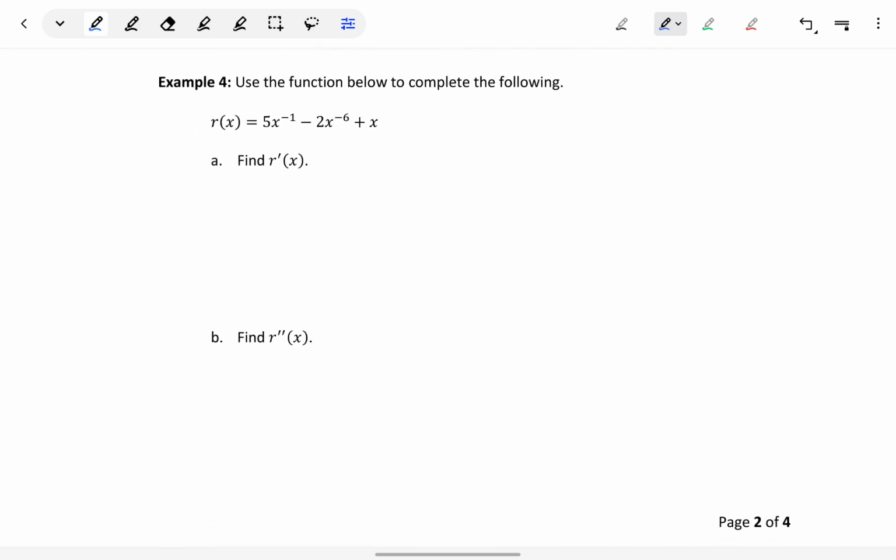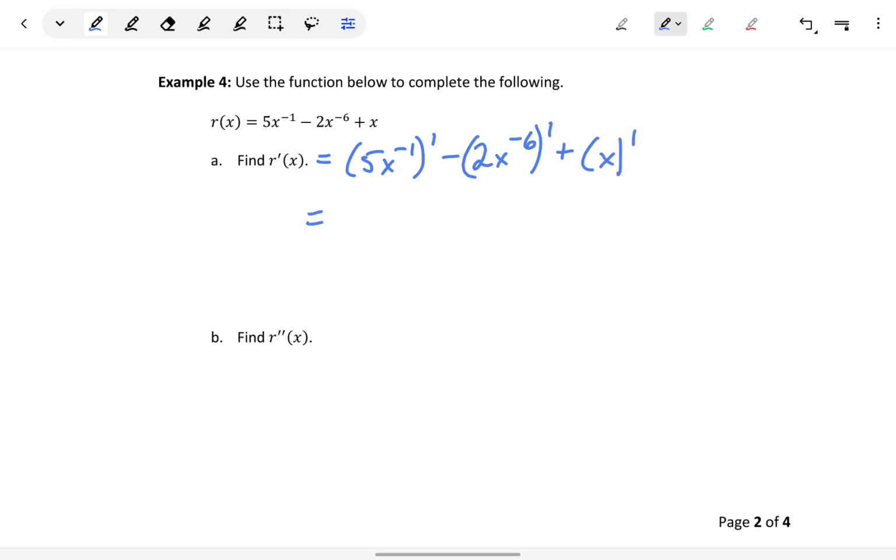If we have a function with multiple terms, we can still use the sum and difference formula for derivatives and differentiate term by term, meaning to find r prime of x, we'll differentiate 5x to the negative first power minus the derivative of 2x to the negative sixth power plus the derivative of x.